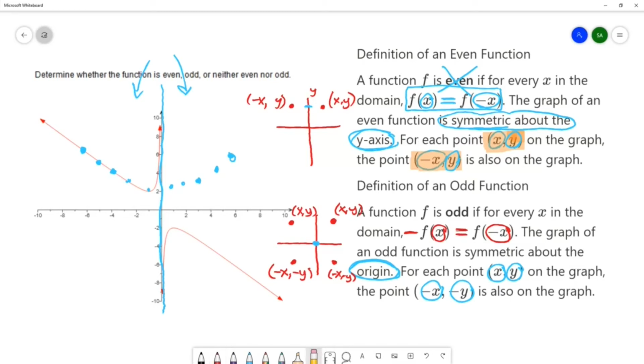So let's go back to our example here. This is a graph, and we want to think about the symmetry with this graph over the origin. So here's the origin. Sorry, my whiteboard was misbehaving there. Let's try again. Okay, I finally got my pen working.